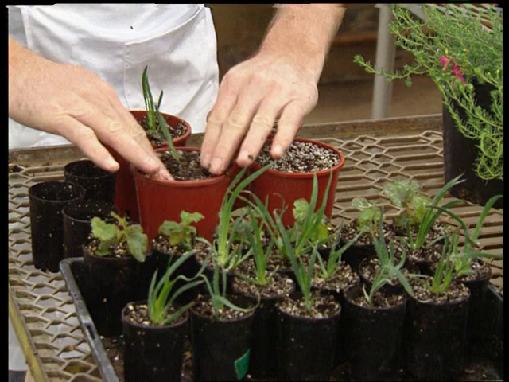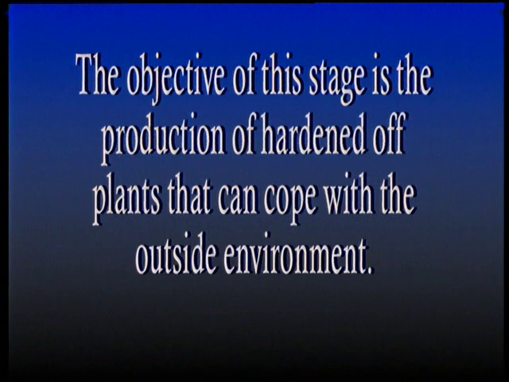To summarize, the objective of this stage is the production of hardened off plants that can cope with the outside environment. Producing plants through tissue culture is now an important method of asexual reproduction in many horticultural plants and an adjunct in plant production through genetic engineering, which will dominate plant production scenes in years to come. We hope that this video has provided you with some fundamentals on this expanding area of plant production.